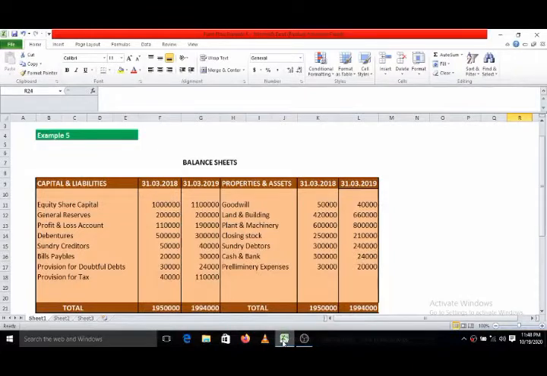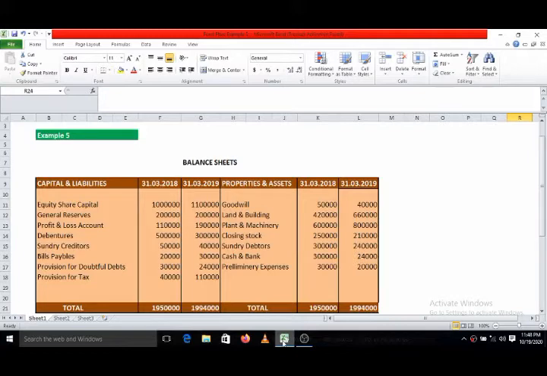Hello friends, today we will solve example number 5 on fund flow statement. The example is in front of you. Two balance sheets are given, one as on 31st March 2018, another as on 31st March 2019.